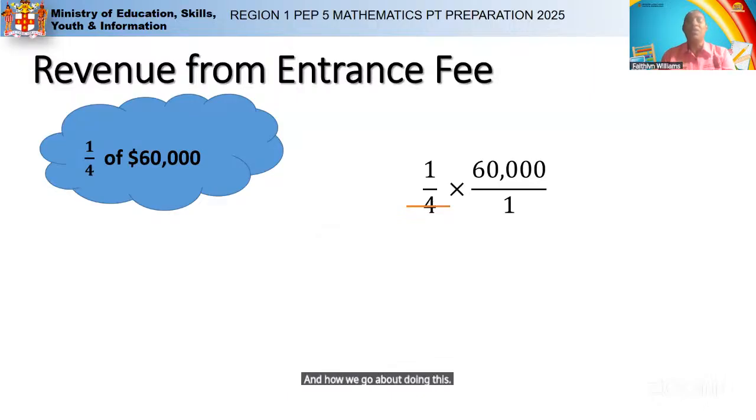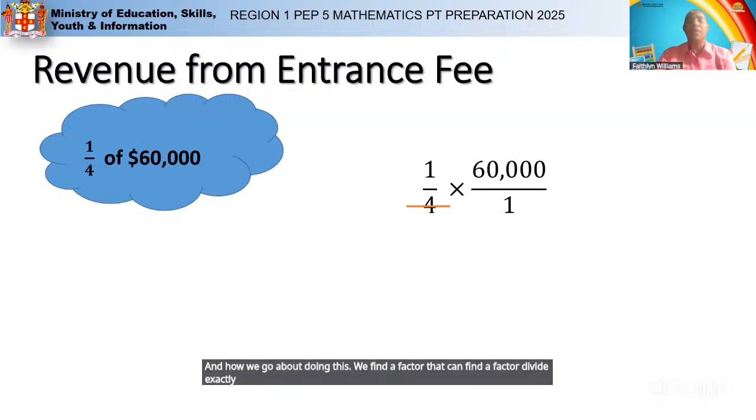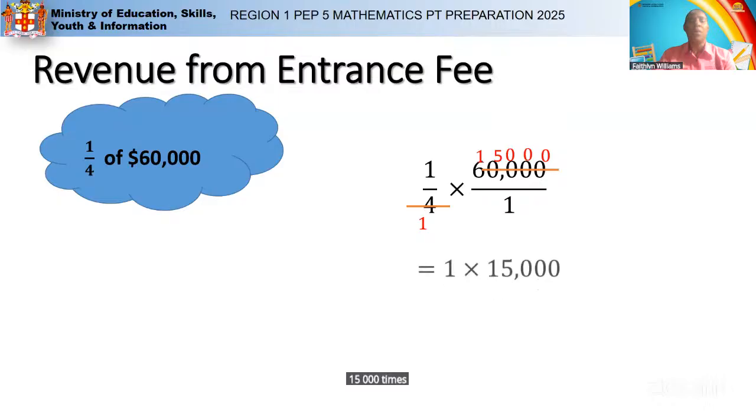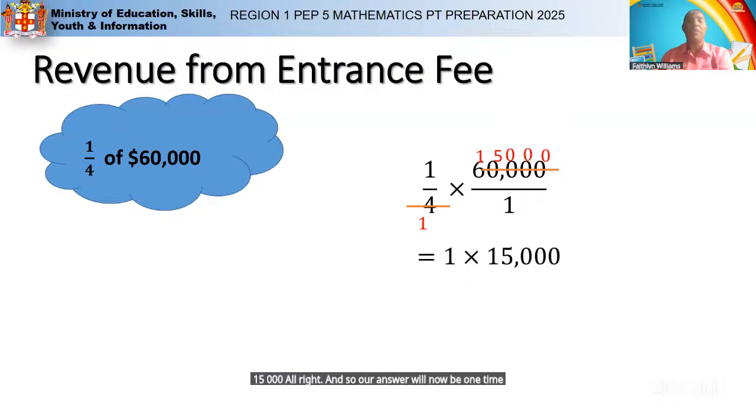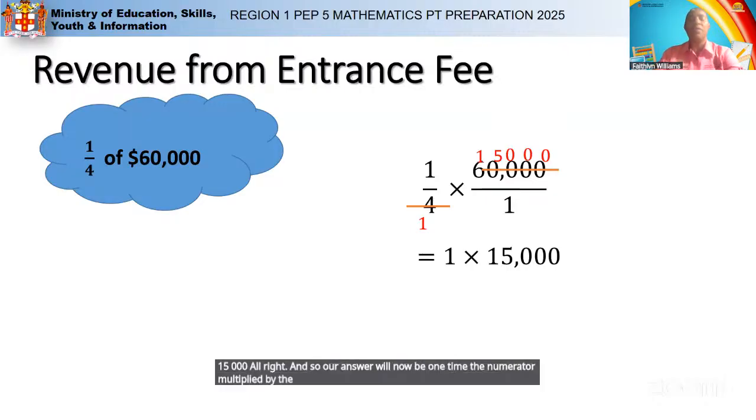We find a factor that can divide exactly into 4 and 60,000. And 4, of course, can go into itself 1 time and into 60,000, 15,000 times, all right? And so our answer will now be 1 times the numerator, 1 times 15,000. And don't forget to put in your $ sign.